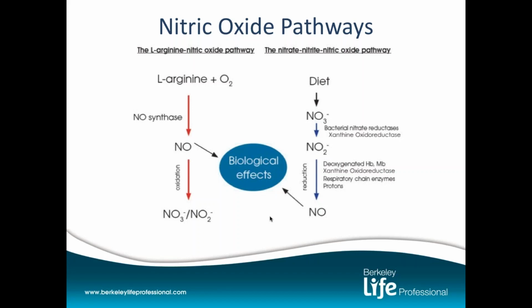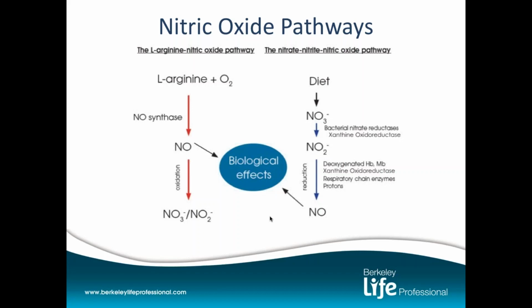There's two main ways we make nitric oxide. The first pathway is the arginine nitric oxide pathway. The arginine goes through the NOS, the nitric oxide synthase enzymes, to produce nitric oxide and citrulline.